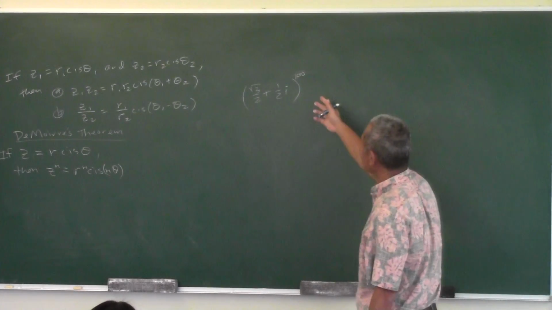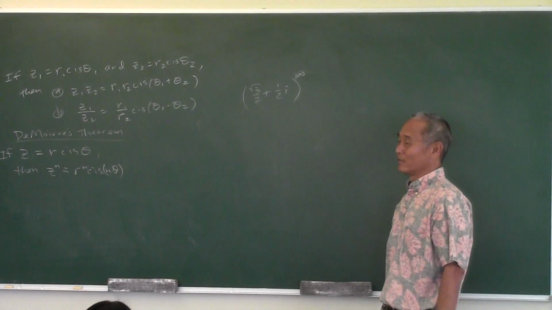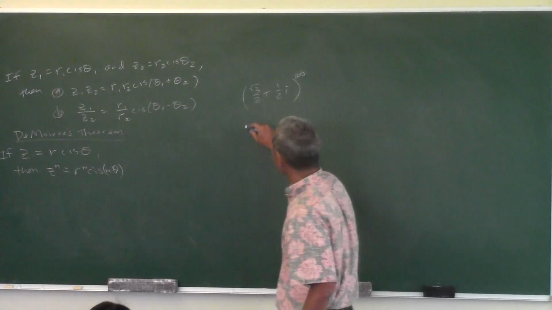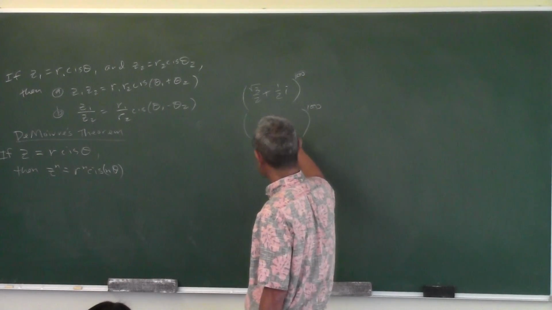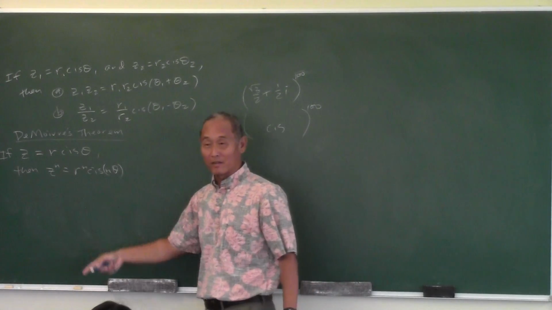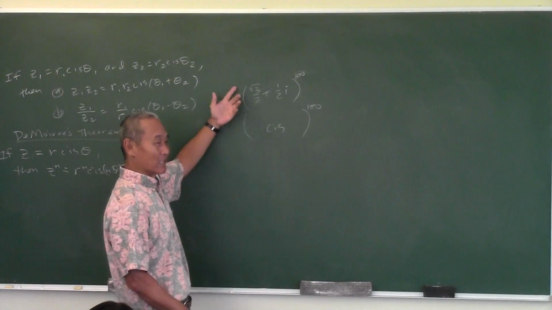Okay, how do you raise this to the 100th power? Mr. Park, I couldn't even do it to the 2nd power. So what we do is we change this to polar form, because if it's in polar form, then I can use this theorem over here. Okay, let's see if we can do it. This is last night's homework.